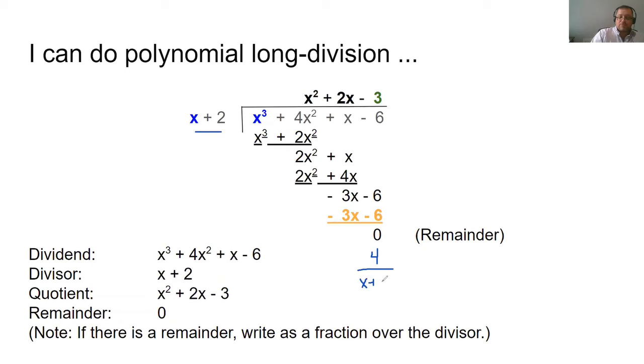X plus 2. And that's why this is not closed, because this creates what's known as a rational expression, where you have a variable under the denominator, or in the denominator. Okay? So that's the process. So let's go to the next slide.